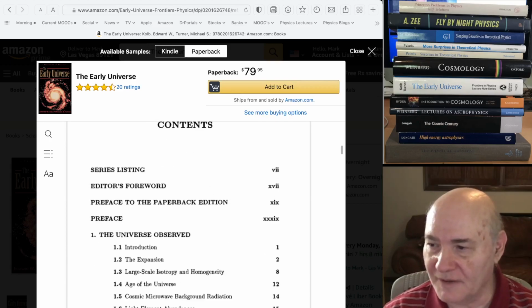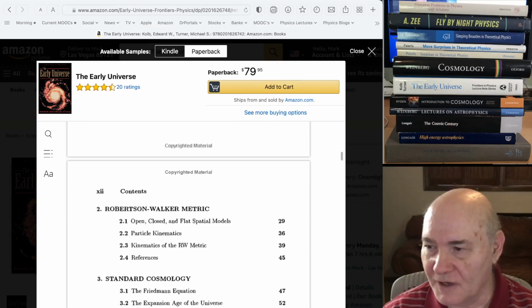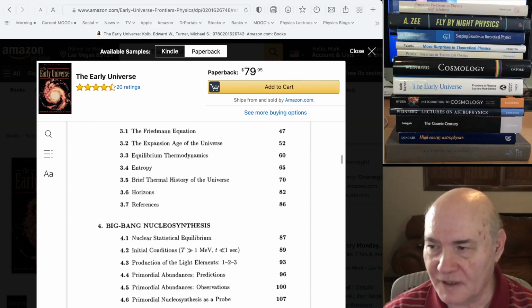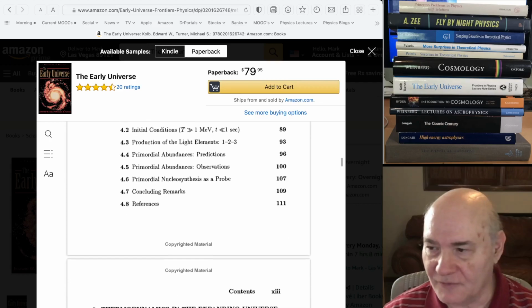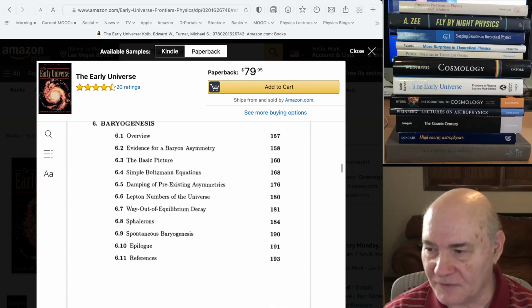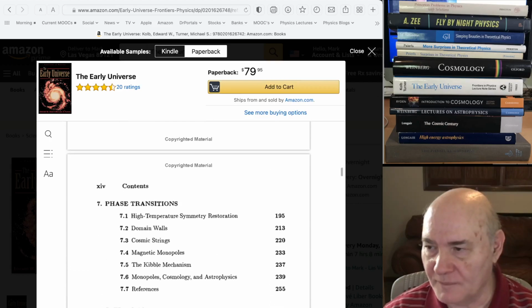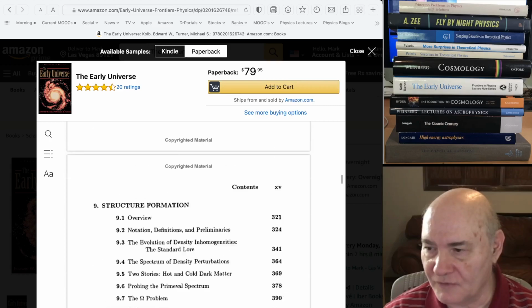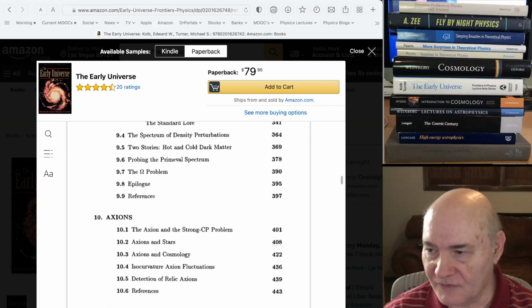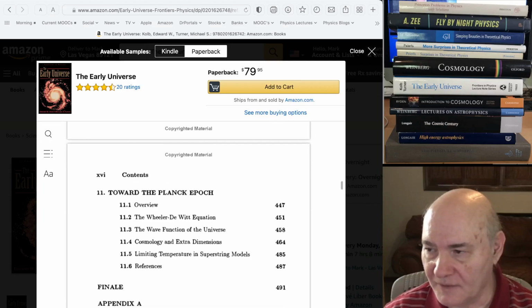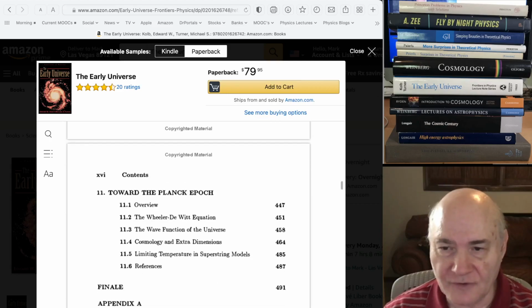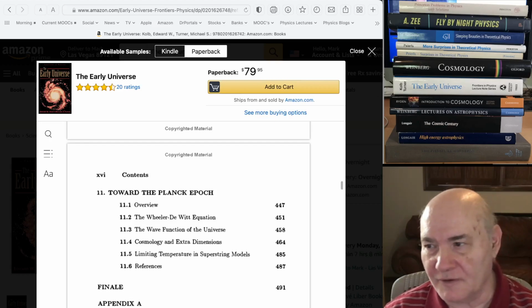It talks about the expansion of the universe, Robertson-Walker metric, standard cosmology, how elements were synthesized, thermodynamics, how baryons were formed, the phase transitions, inflation, and structure formation. It even has a chapter on the axion and a discussion of the Planck epoch. So this is well worth reading still, and might be an easier read than Weinberg, and then you can read Weinberg's book after this.